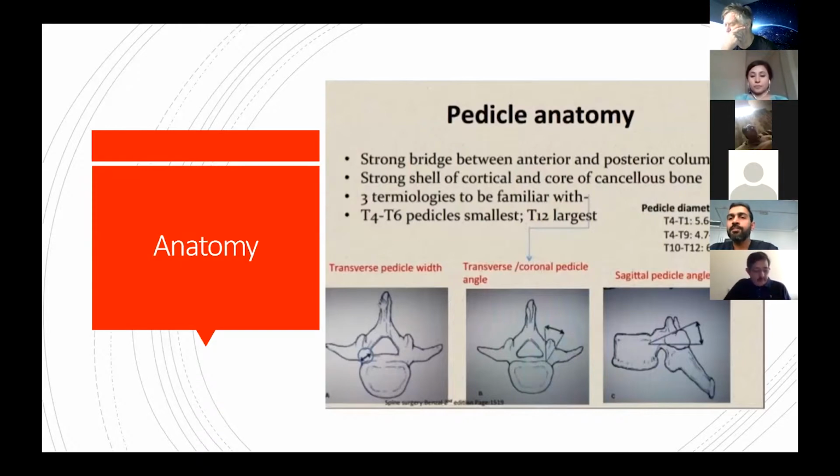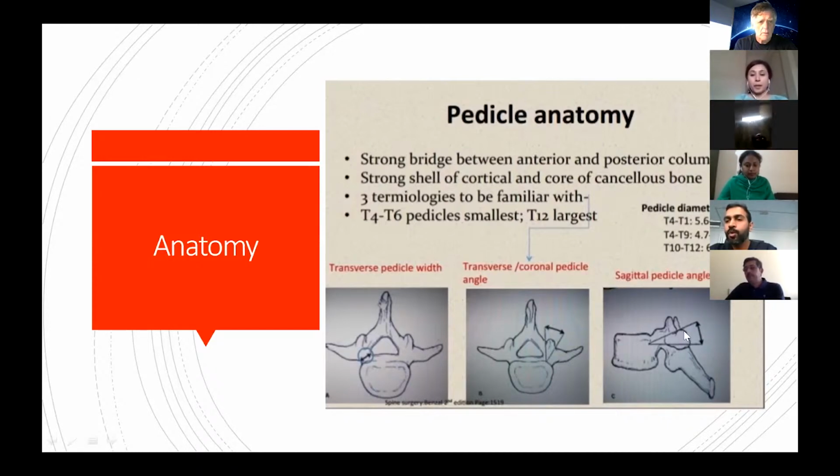Now, the pedicle is a strong bridge between the anterior and the posterior columns. It has a strong shell of cortical bone and a core of cancellous bone. We should be familiar with three terminologies to place a pedicle screw. The first one is the transverse pedicle width. This is important to know about the size of the screw. Then we have the transverse pedicle angle. This is important for us to know about the medial and lateral trajectory that we can have. And then we have the sagittal pedicle angle. This is important for our cranial as well as caudal trajectory.